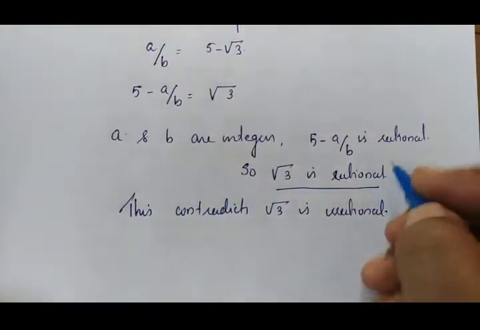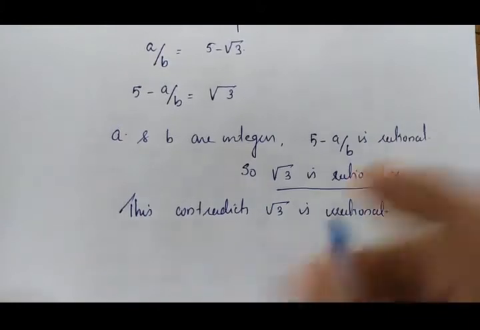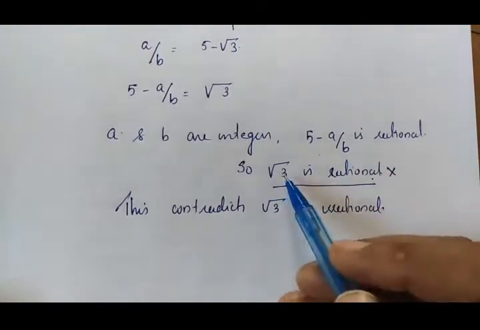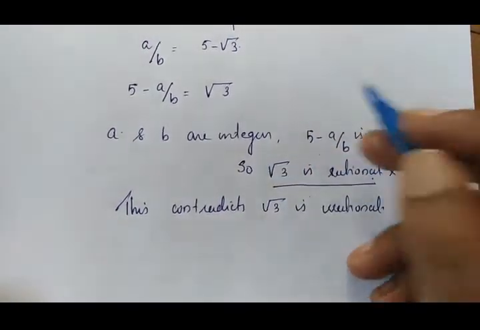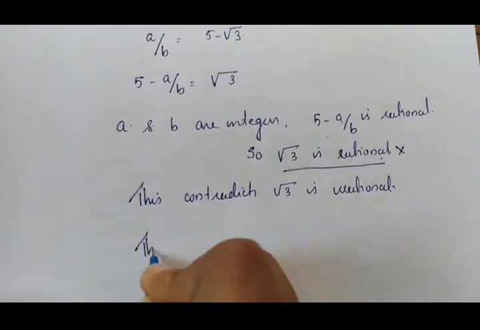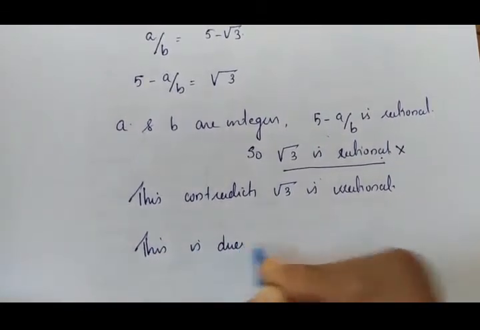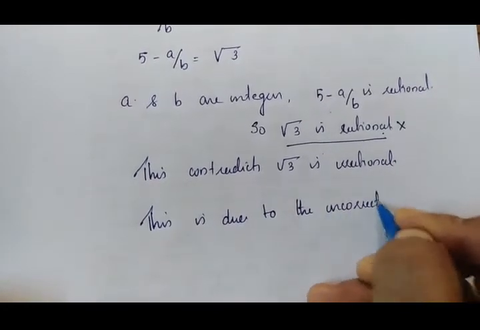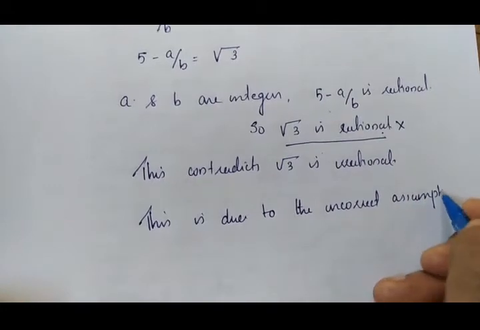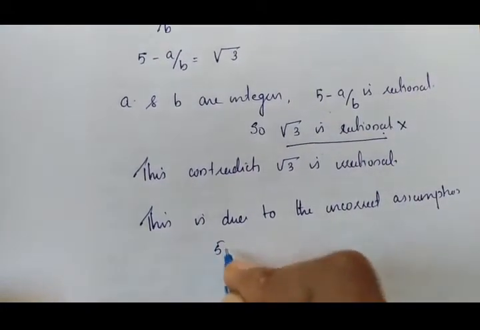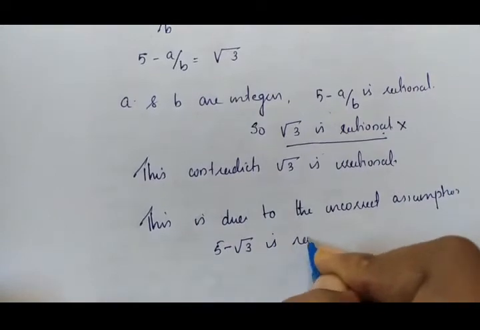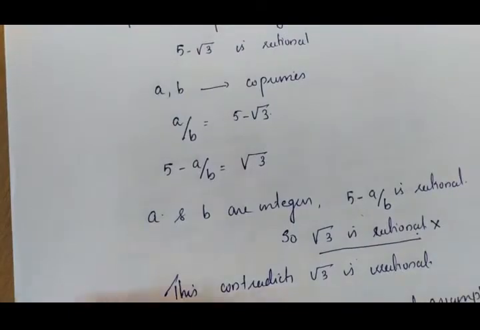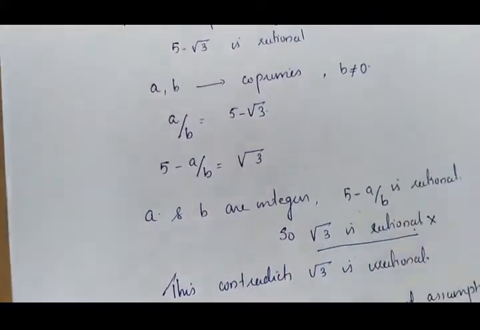So this statement is false. We already know that root 3 is irrational. If this statement is false, this is also false. This is due to the incorrect assumption that 5 minus root 3 is rational. The value of b should not be equal to 0.